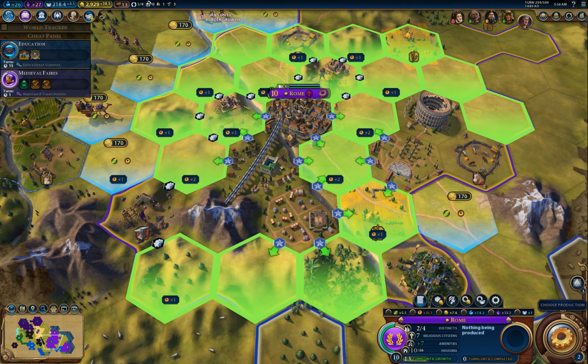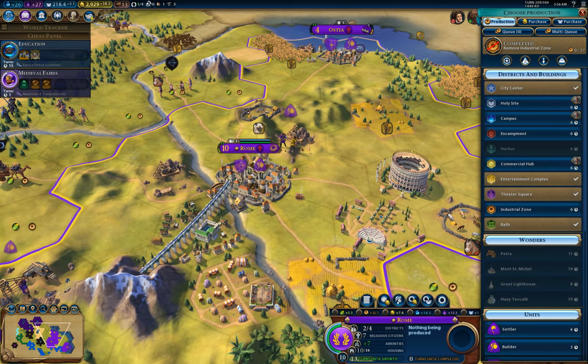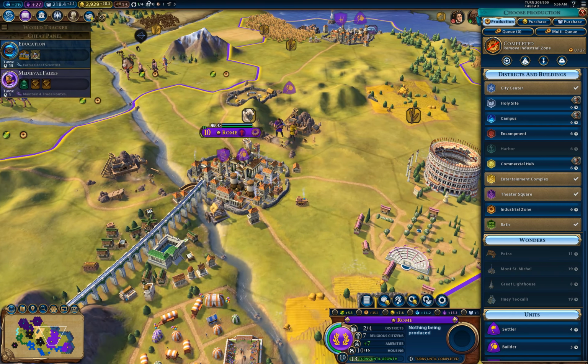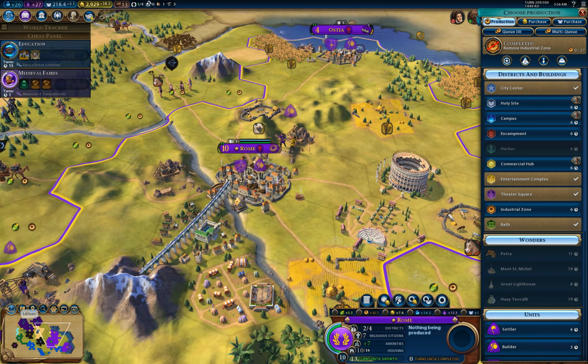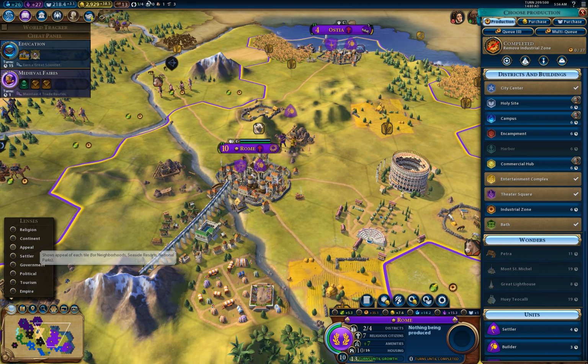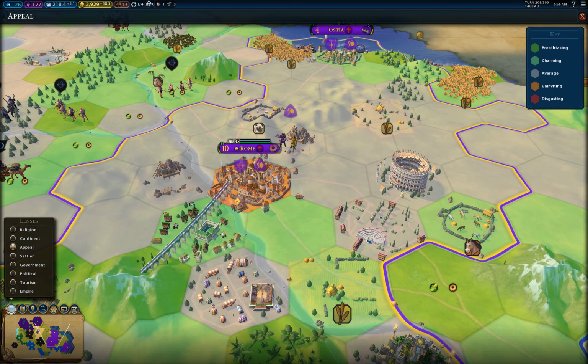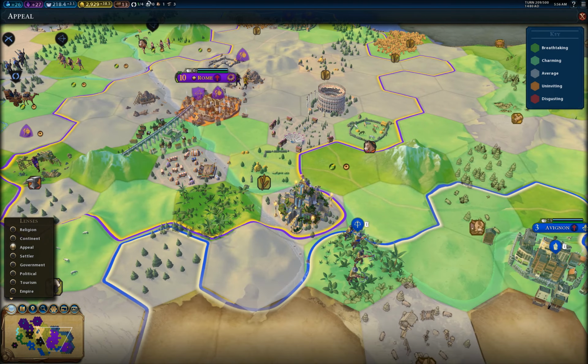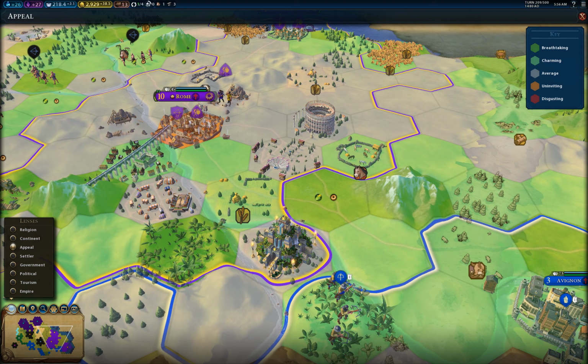Now, there's one other thing I want to point out before we go. Neighborhoods. A neighborhood is a district that's actually not based off of what's adjacent to it. What it is based off of is appeal. So if you go down and again you hit this lens thing and you go to appeal, again it's going to be the same thing. It can give you a legend.